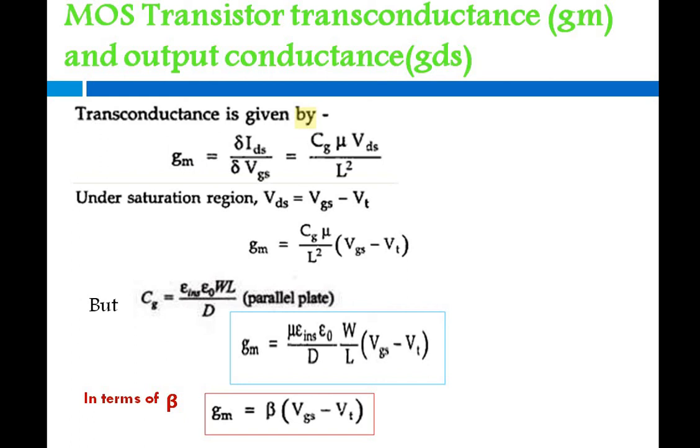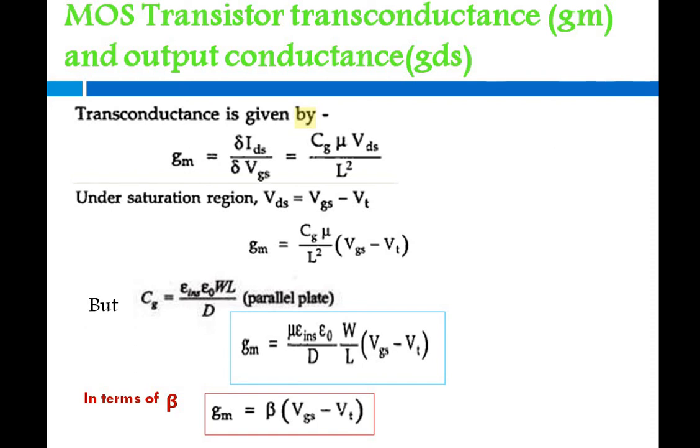Now if you take the Cg value, the capacitance between the parallel plates, Cg is equals to epsilon ins epsilon naught WL by d, where epsilons are the permittivities, W is the width of the channel, L is the length of the channel, and D is the oxide thickness. You substitute the value, then your transconductance Gm is equals to mu epsilon ins epsilon naught divided by D into W by L into Vgs minus Vt. And in terms of beta, if I am going to write the equation, then what will I get here? Gm is equals to beta into Vgs minus Vt.